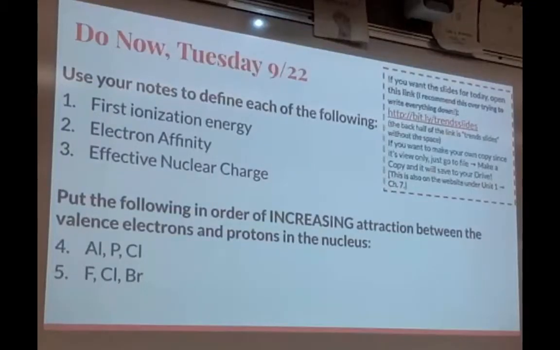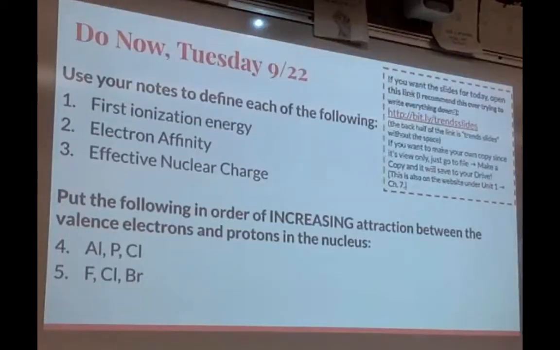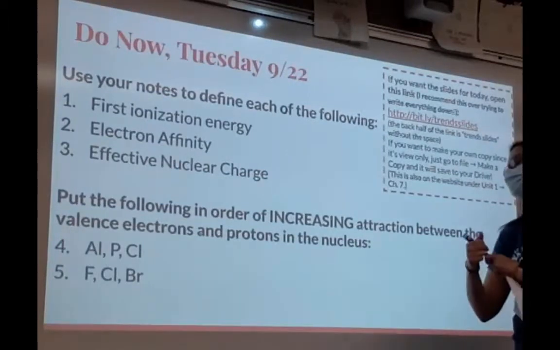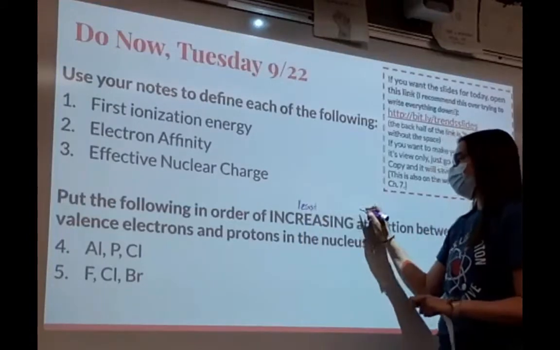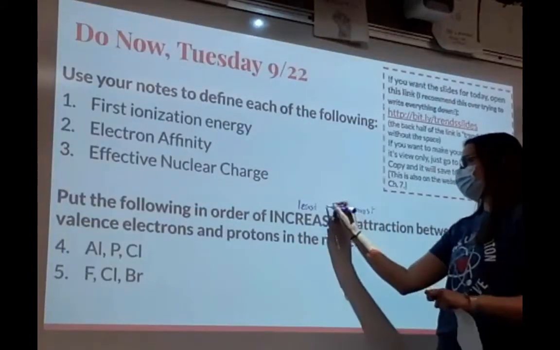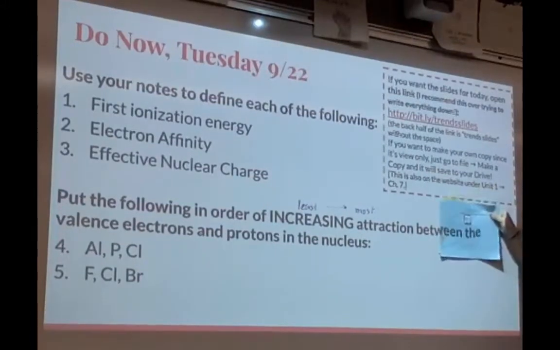And then I put a question up here that was similar to one of the questions on the Coulomb's law check yesterday. So put the following in order of increasing attraction between the valence electrons and the protons in the nucleus. So increasing attraction means we're going to go from least attraction to most. So for 4 and 5, we're going to be putting it in order of least to most. So we're focusing again on the valence electrons and how the protons are attracted to those valence electrons.